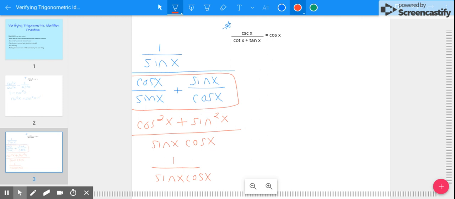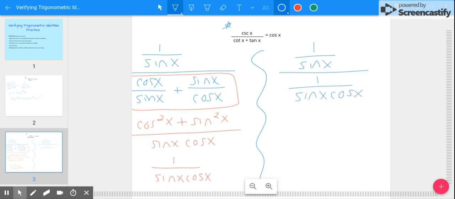So if I bring everything back together, we've got 1 over sine x in the numerator, and our now more cleaned up version of the denominator is 1 over sine x cosine x. At this point, we don't like a fraction within a fraction, so what we're going to do is take the numerator times the reciprocal of the denominator. So that puts the sine x cosine x up top and the 1 on the bottom.